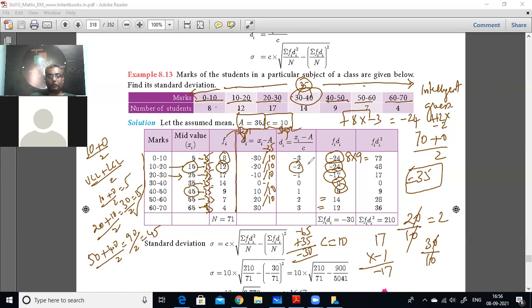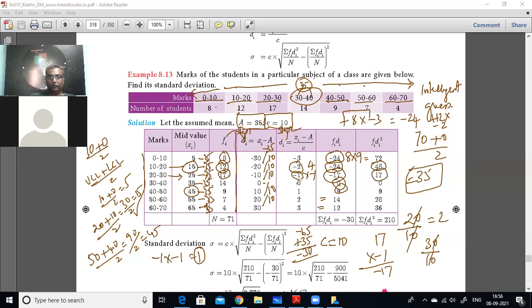Minus 2 into minus 2 is 4. So 12 into 4 is 48. Then 17 into minus 1 squared. Minus 1 into minus 1 is 1. So 17 into 1 is 17.